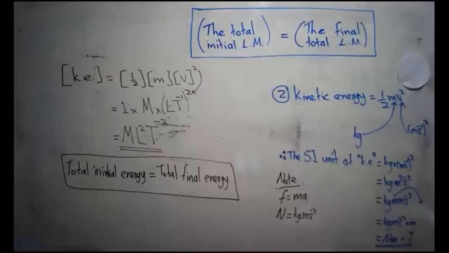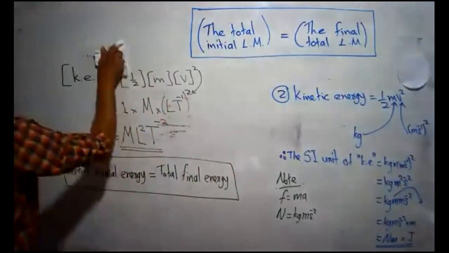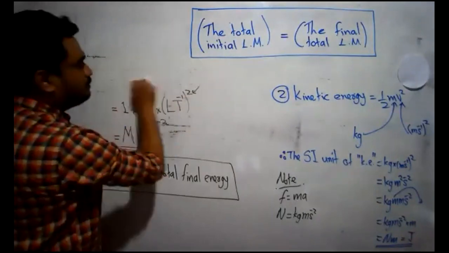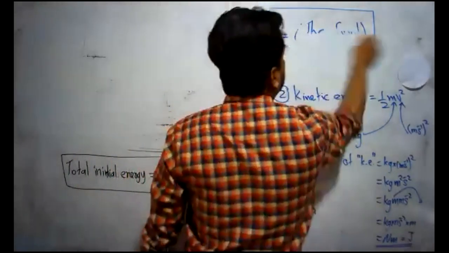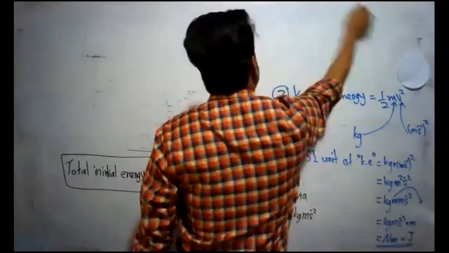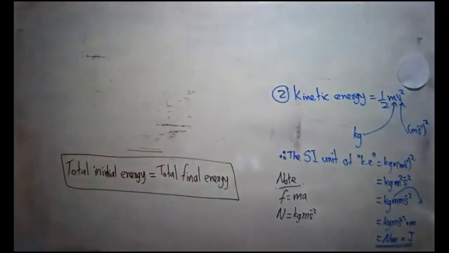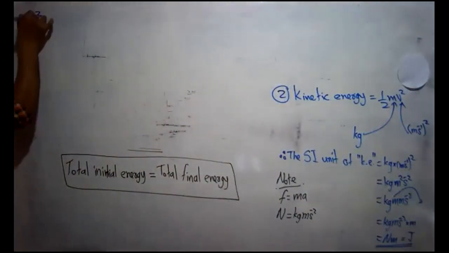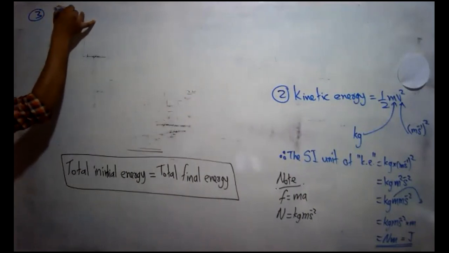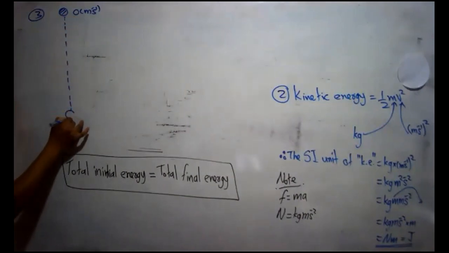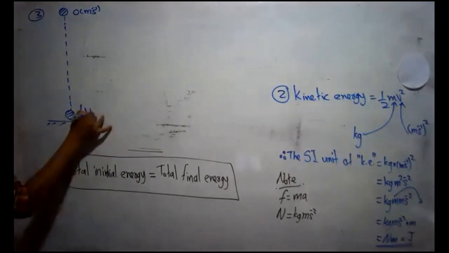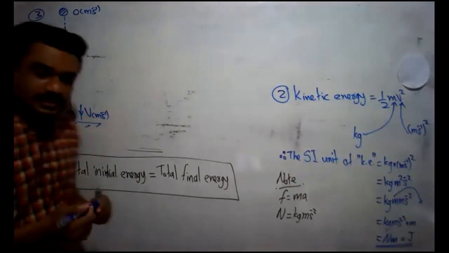There are 2 methods to answer this question, and I'm going to explain both methods. Let me erase this side. Look at the board. The first method for question number 3: let me draw the figure first of all. A ball is dropped, meaning the initial velocity is 0. It falls freely under gravity and hits the ground with a certain velocity. Let me mark this velocity as v meter per second.